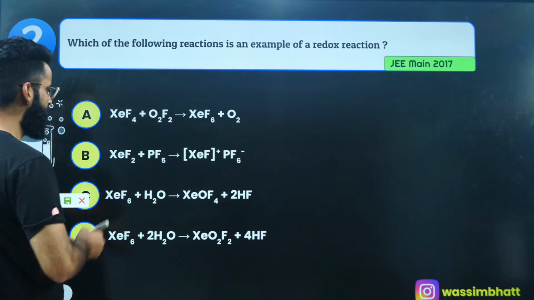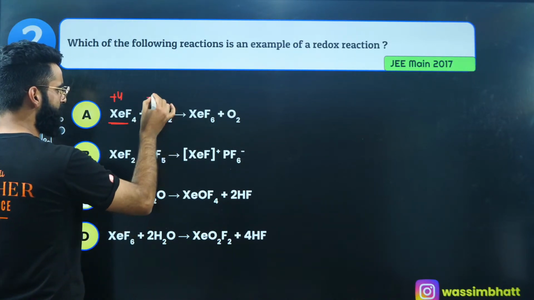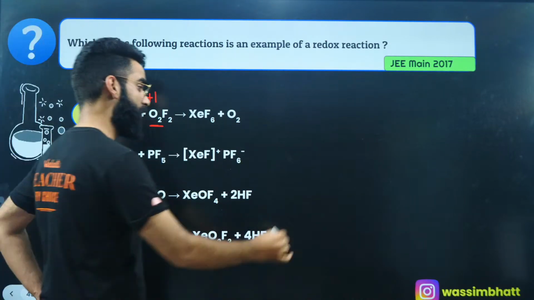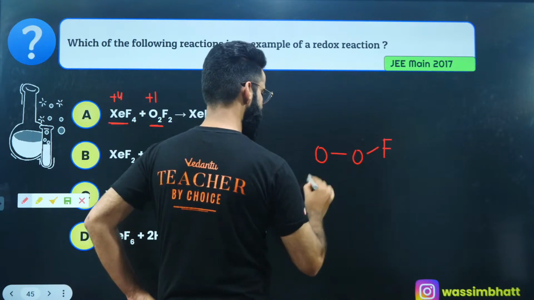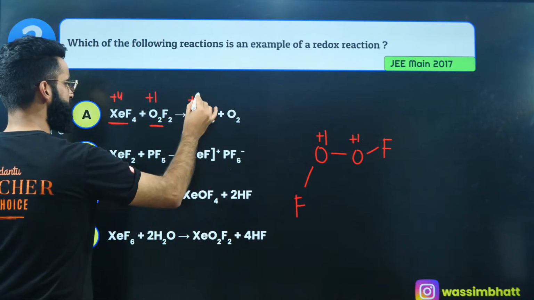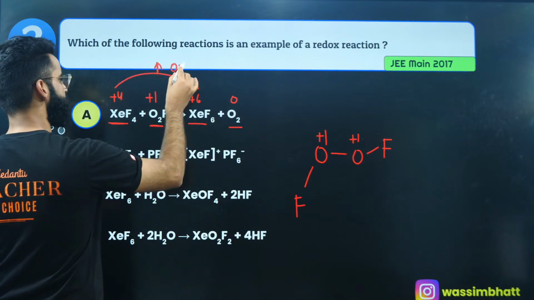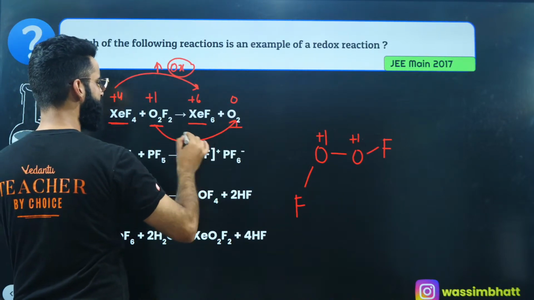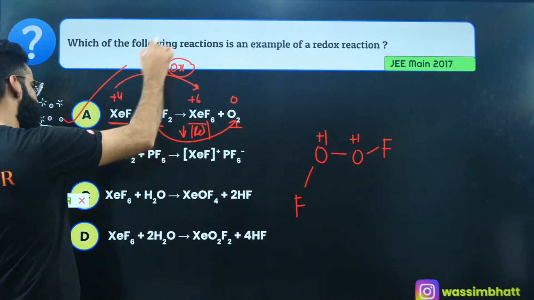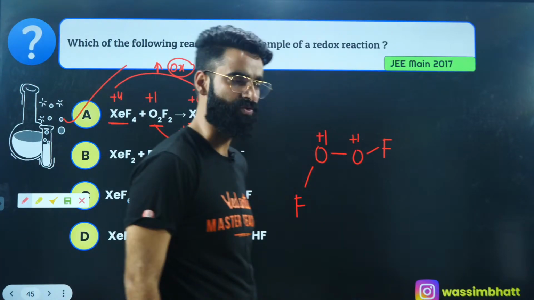That's simple to check. The oxidation state of xenon over here will come out to be +4 when you solve it. In case of O2F2, the oxidation state of oxygen is +1, right? I hope you remember the structure of O2F2, in which oxygen shows a +1 oxidation state. Xenon over here will show a +6 oxidation state and oxygen will show 0. So +4 to +6, an increase in the oxidation state, means oxidation. +1 to 0, a decrease in the oxidation state, means reduction. So in the first reaction only, oxidation as well as reduction are both taking place. So the first reaction only is going to be the redox reaction.